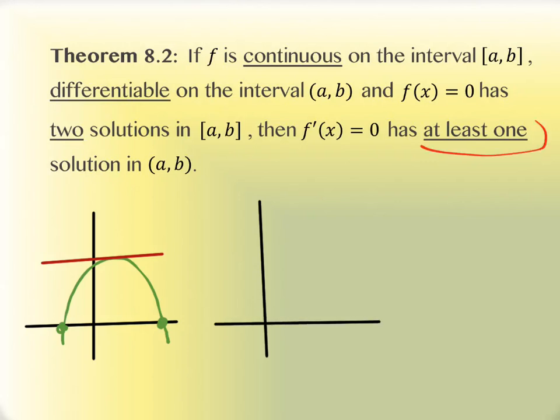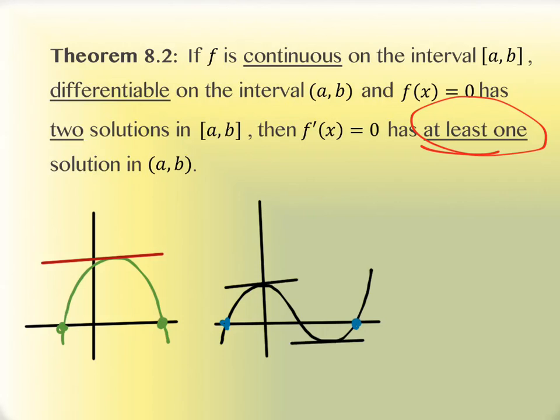You notice the phrase here says at least one, right? What if the graph did this? How many x-intercepts do you see? There are 3, right? And in particular, if we looked at the 2 on the outer edges, because it says it has 2 solutions, well, here are 2 of the solutions, right? We could actually have 2 locations.